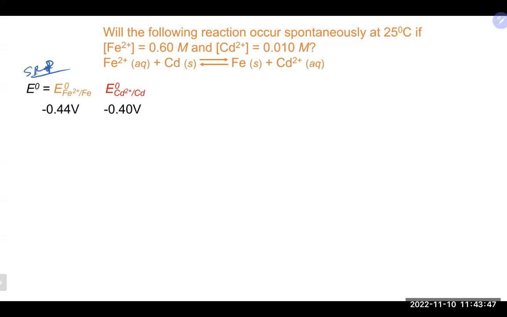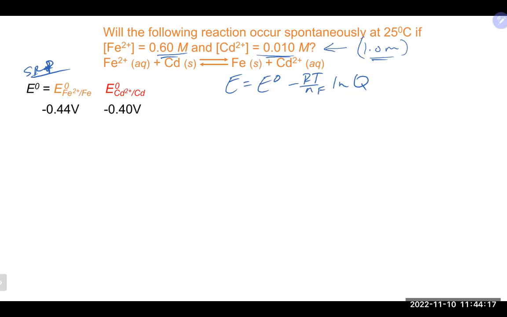Okay, let's take a look and see how you're doing. In this particular case, we want to know if it's going to be spontaneous. We do have some concentrations given to us. The first thing we should note is these concentrations are not 1 molar, which means they are not under standard conditions. So that should direct us to the Nernst equation that we just saw, which is E is equal to E naught minus RT over nF natural log of Q.